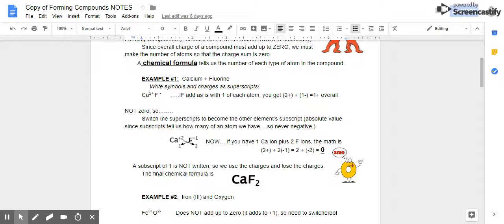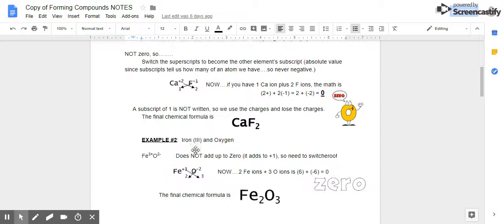It's not 0. So that means you have to take the superscripts and switch them and make them subscripts. So the positive 2 becomes a 2 on the F, the negative 1 becomes a 1 on the calcium. All right, so if you add those up, 2 plus 2 negative 1s, you get 0. So your overall is going to be CaF2. All you're doing is crisscrossing your charges.